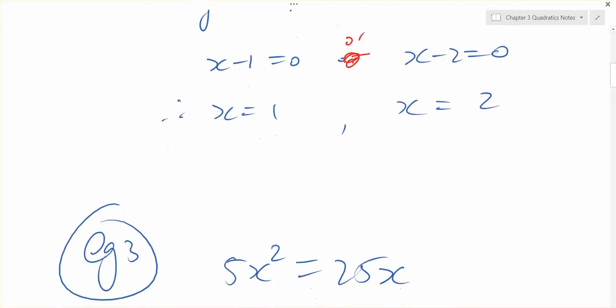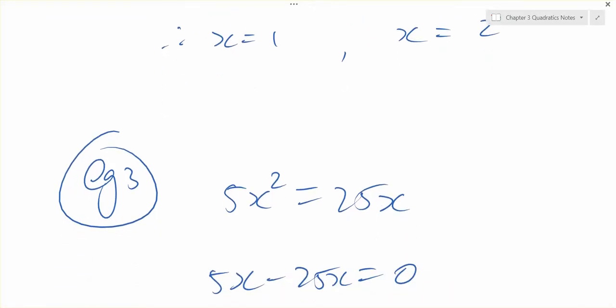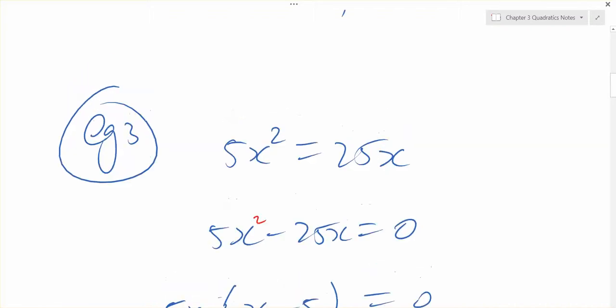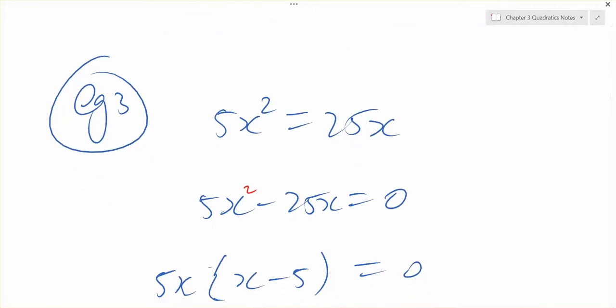In example 3, we have something equals something, but we don't have any zeros. So how I create the 0 is I subtract 25x off both sides. So I get 5x squared minus 25x equals 0. Then I factorize. Remember, the skills you learnt in 2B would be utilized here, where we try to find a common factor. A common factor would be 5x. So factorize 5x, and we've got 5x times (x minus 5) equals 0.